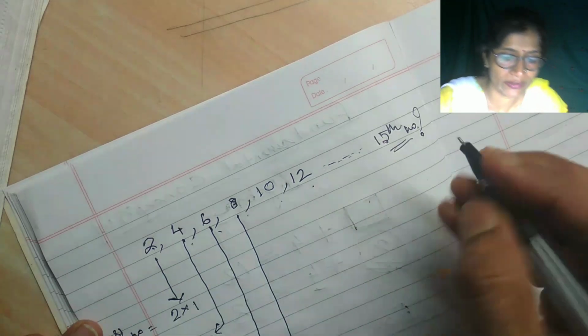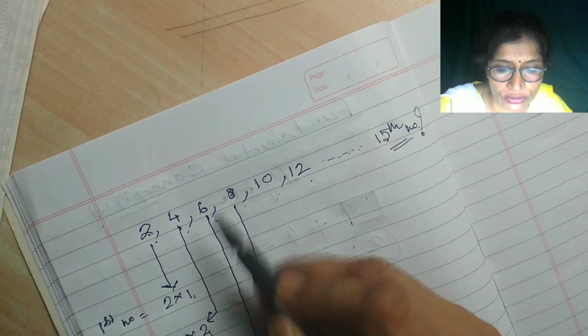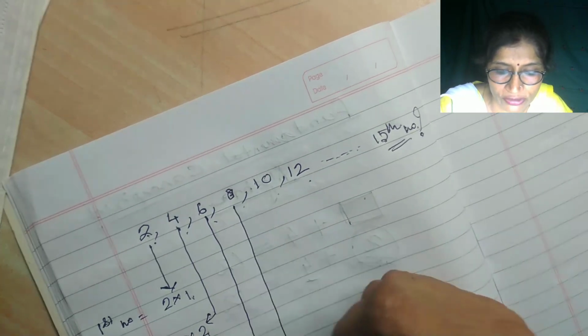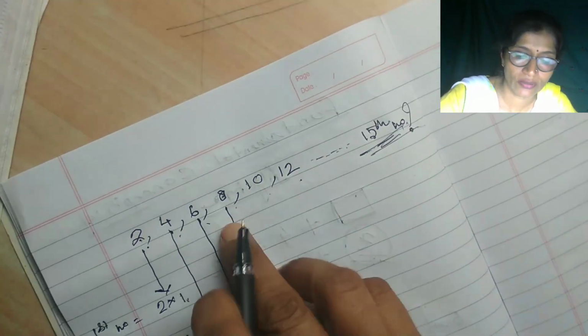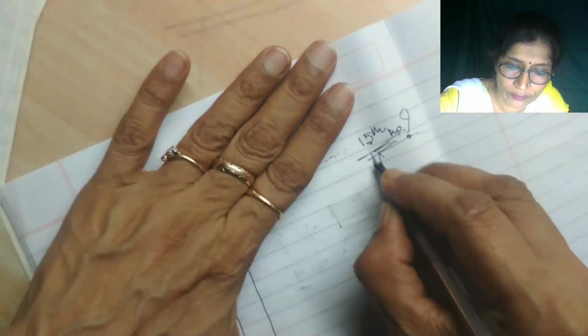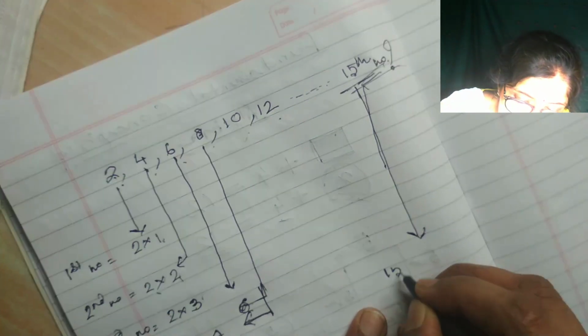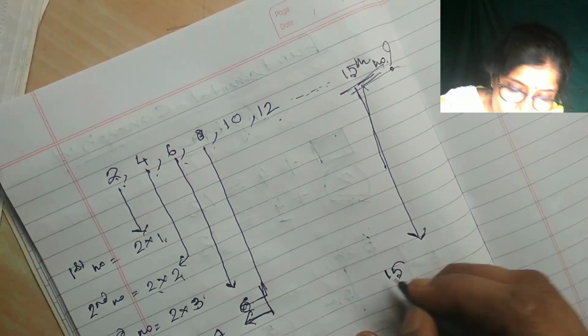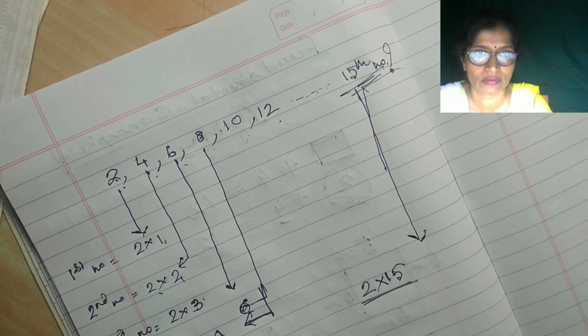So you got a pattern. The first number is 2 into 1, second number is 2 into 2, third number is 2 into 3, fourth number is 2 into 4. And now I am asking you the 15th number. Now the 15th number will be how much? 2 into 15 will be the 15th number.